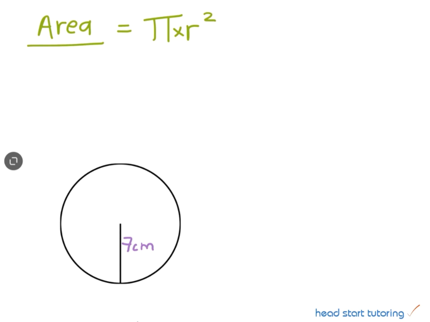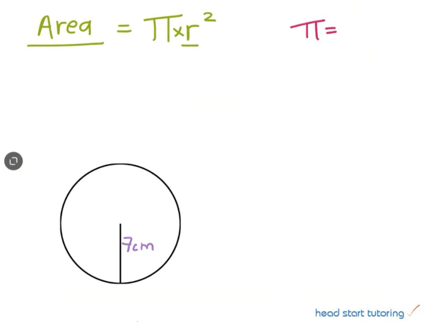You are only squaring your radius. That r stands for radius, and you are only squaring your radius. You are not saying pi times r and then squaring it. Right, and then we obviously need to know what pi is.